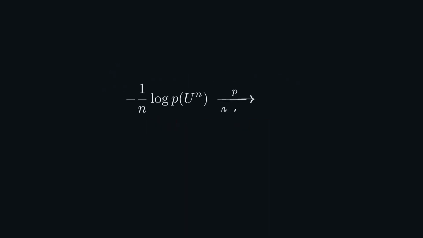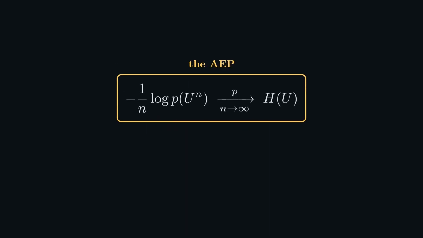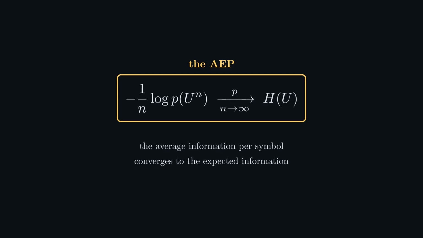This is the key statement of the AEP that we will use throughout the rest of this video, and it boils down to this. The average information per symbol converges to the expected information. Keep this sentence in mind because it leads to some surprising consequences.